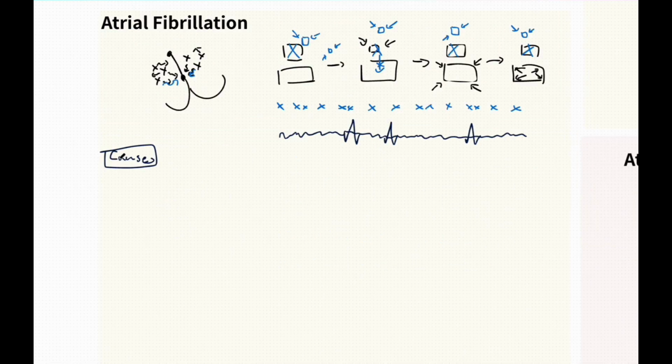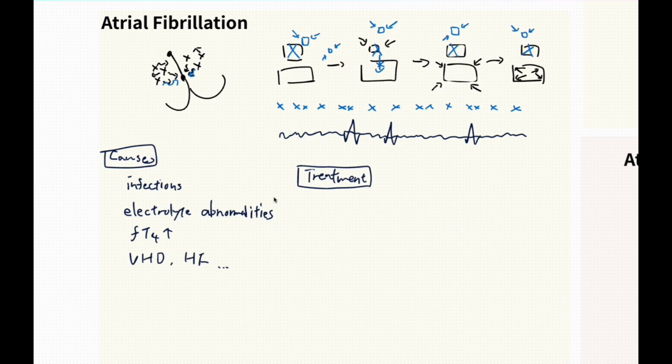There are many conditions that can trigger atrial fibrillation, such as infections, electrolyte abnormalities, hyperthyroidism, valvular heart disease, and heart failure. When we think about treatment, addressing the underlying causes and triggering factors is of course essential. Without correcting these factors, long-term control is difficult. On top of that, treatment has several important components.